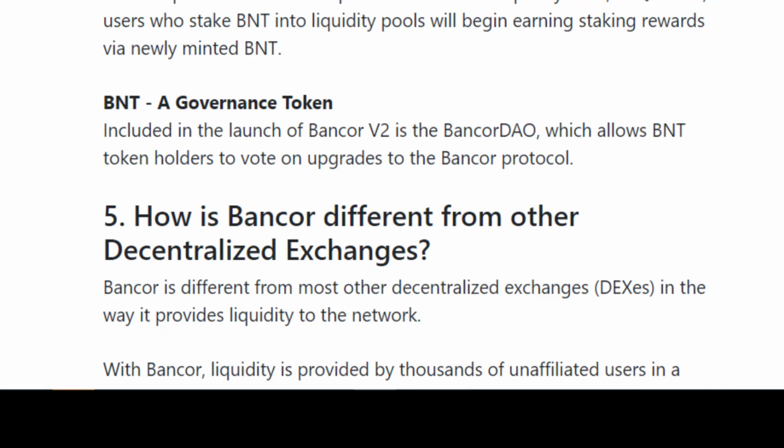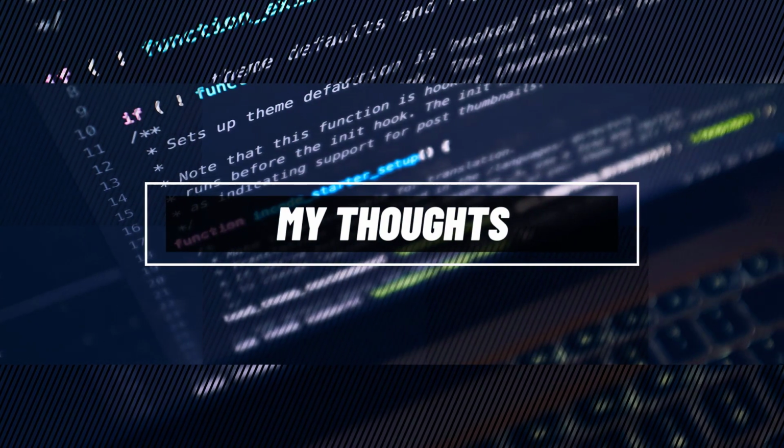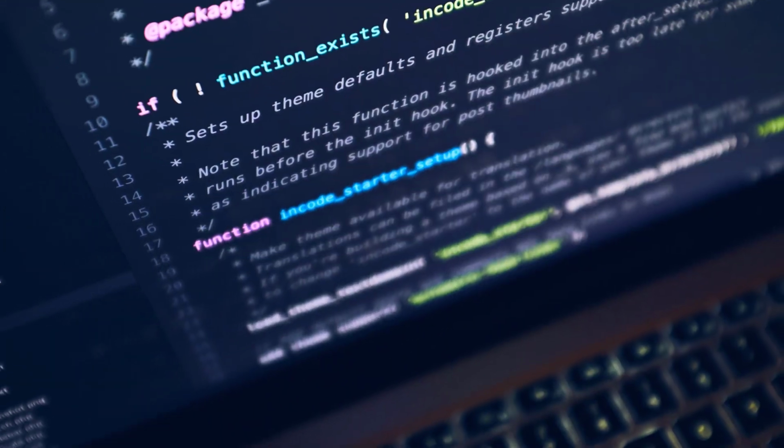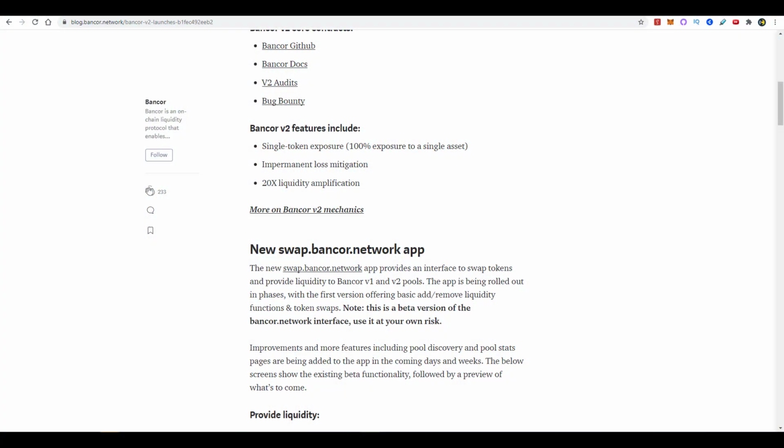In the latest update V2, they're going to unveil Bancor DAO, which again will allow BNT token holders to vote on upgrades to the Bancor protocol. In terms of my closing thoughts on how I feel about the platform, the network, I've decided to allocate pretty heavily into Bancor. I think there's a reasonable chance that they're going to deliver on some of the promises that they made. Impermanent loss is a huge barrier to liquidity providers.